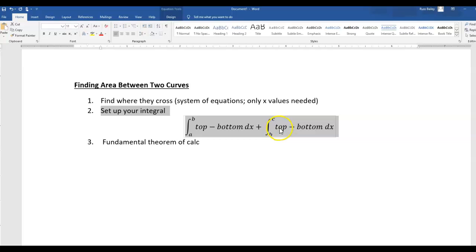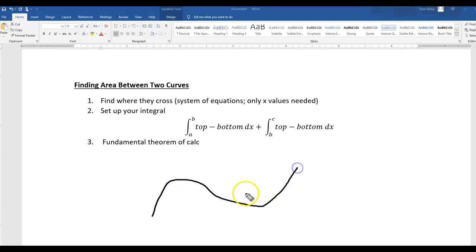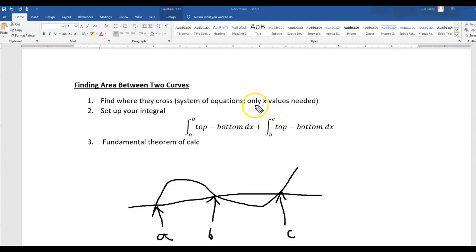Now, the places where those graphs are crossing are going to be at 3 points here, A, B, and C. So they start crossing at A. Well, let me draw a picture here for you guys. So let's say I have a curve that looks like this, right? And another curve that looks like this. Well, this first point here, we'll call that A. This second point here, we'll call that B. And this third point here, we'll call that C. And you can find where they're crossing by solving a system of equations. And A, B, and C are just going to be the x values. You only need those when you're doing this.